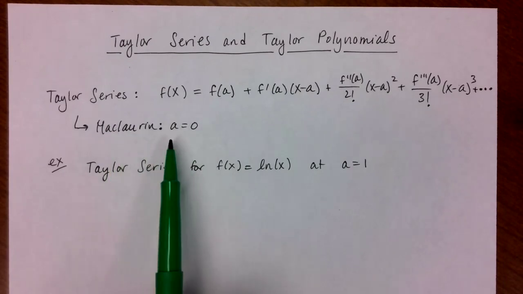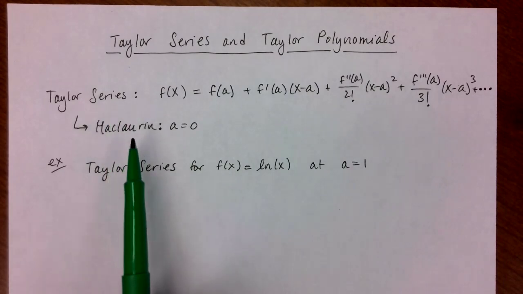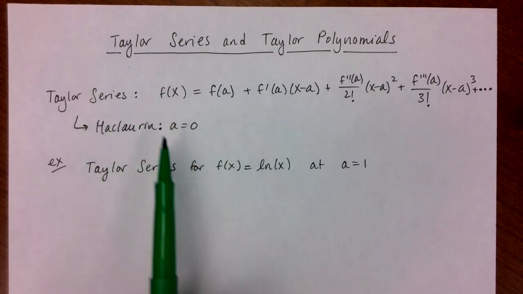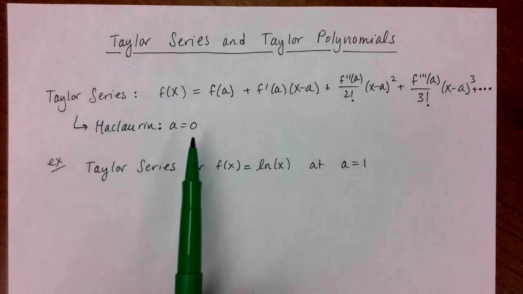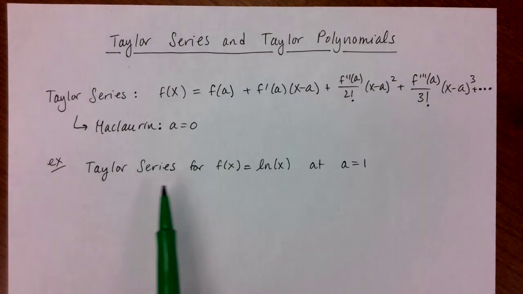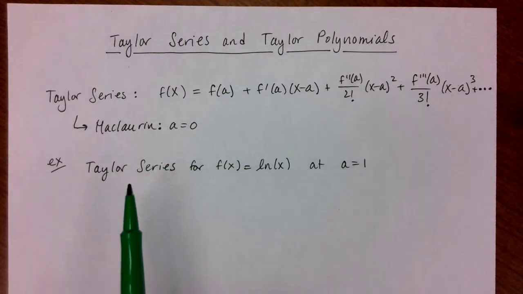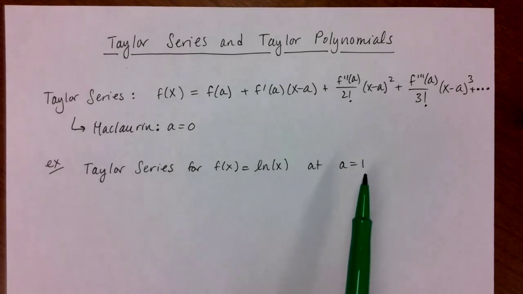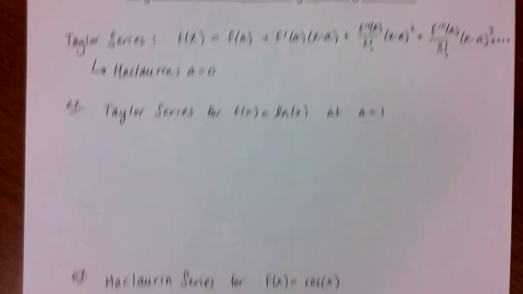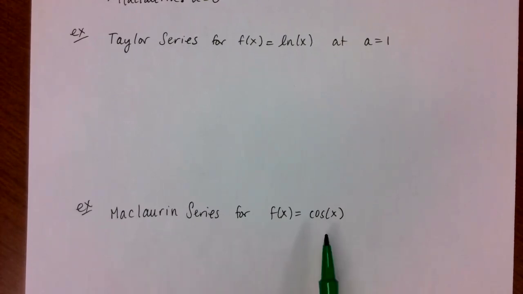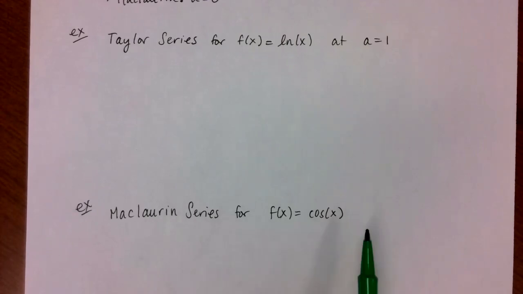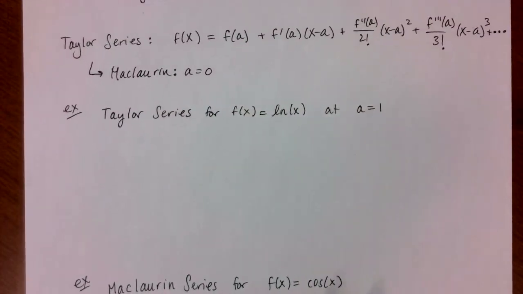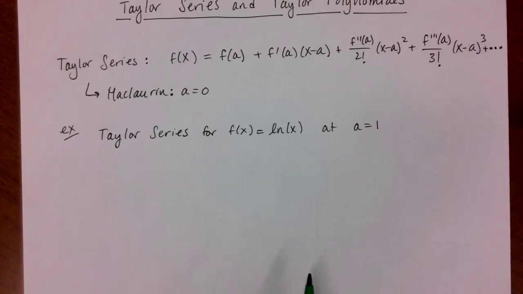So Maclaurin series is just a special type of Taylor series where the center number a is automatically 0. So if you're asked to put together a Taylor series, it'll either look like this first example here, so Taylor series for this function with this a value, or like the second example, they'll just say Maclaurin series for this function, because the phrase Maclaurin series tells you the a is 0. Okay, so let's start this first example here.